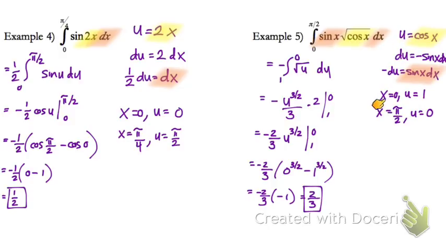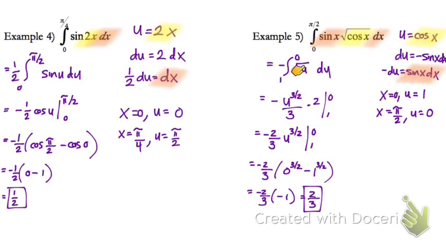Now I changed my limits of integration from x equals 0. I got cosine of 0 to be 1. And then if I plugged in x equals pi over 2, cosine of pi over 2 is 0. So my limits of integration changed from 1 to 0. Now, notice that this is technically backwards. I could have fixed it right now and done it from 0 to 1 and then changed this to be a positive and gotten the same answer.